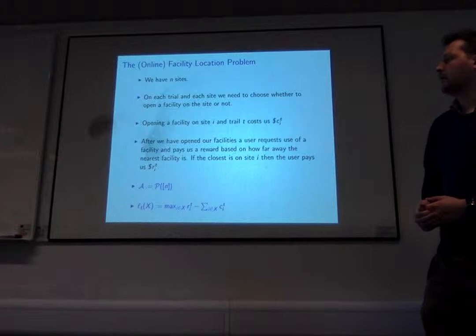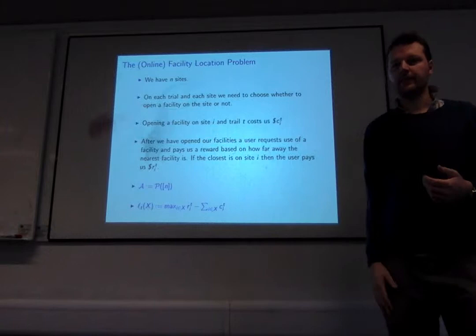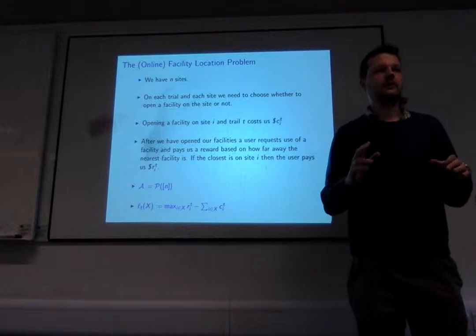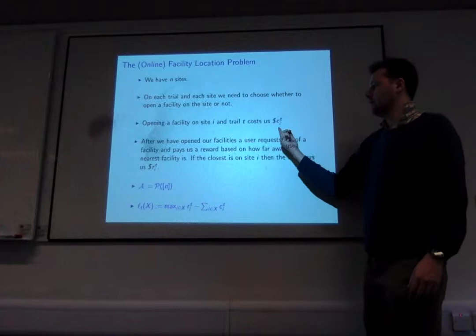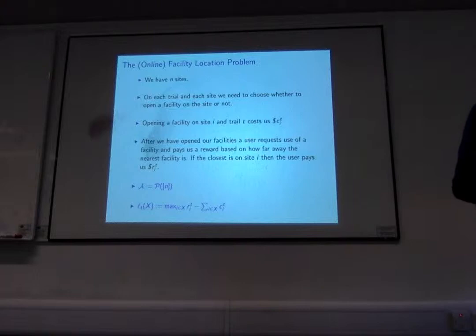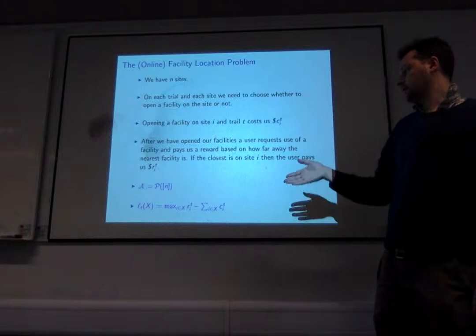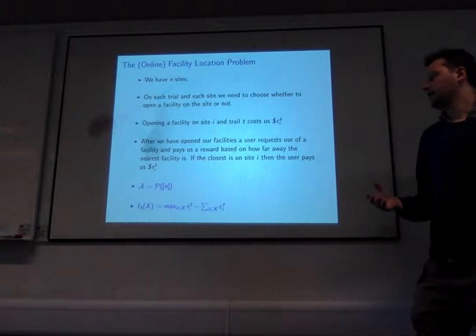In every trial, if you recall from the hedge setting, we run in trials. In every trial, we need to choose at which sites we want to open a facility. Opening a facility on site i, on trial t, costs us c_i,t dollars. After we've opened our facilities, a user requests the use of a facility.